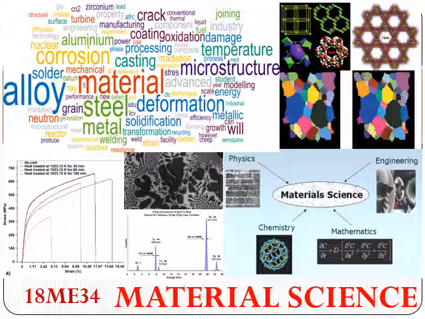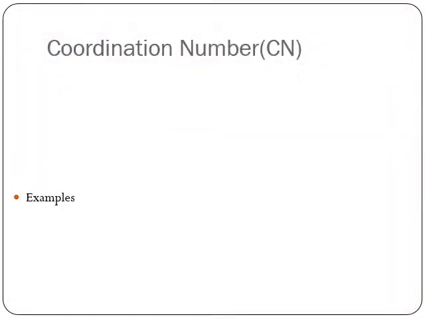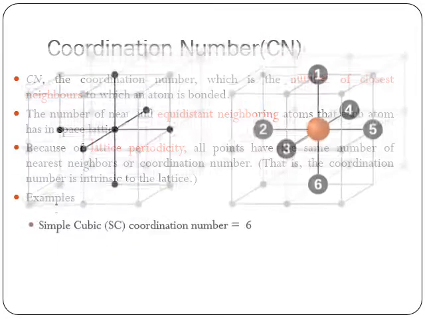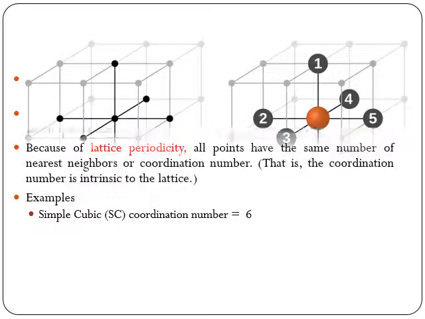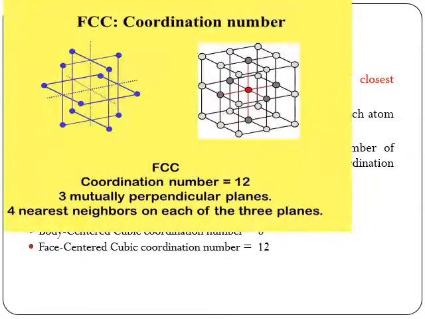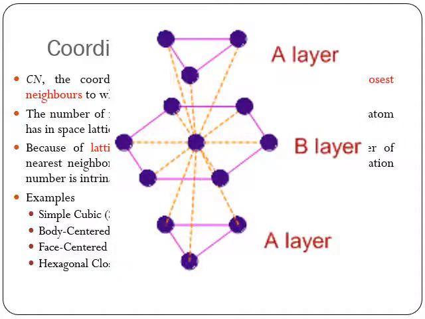Good morning, students. In the previous lecture, we saw the basic crystal structures and the coordination number, which is the number of atoms that are nearby and equidistant. We have seen how to calculate the coordination number: for a simple cube it is 6, for a body-centered cube it is 8, for a face-centered cube it is 12, and for a hexagonal close-packed it is 12.